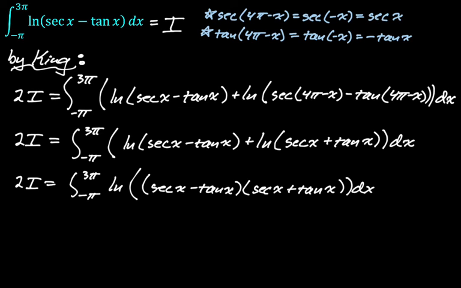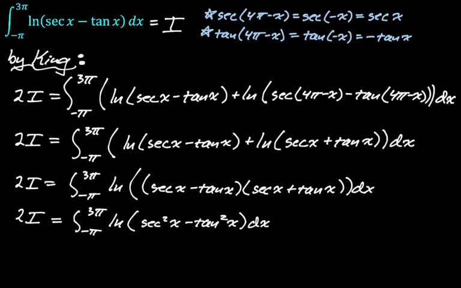And that is going to give us, so I always have my students memorize that this is just 1, but you may not have that memorized. I feel like if you're preparing for this exam, you probably do have this memorized, but so 2i is going to be the integral from negative pi to 3 pi of natural log of secant squared minus tan squared. So we know that 1 plus tan squared is secant squared, so secant squared minus tan squared is 1. So this is the natural log of 1.